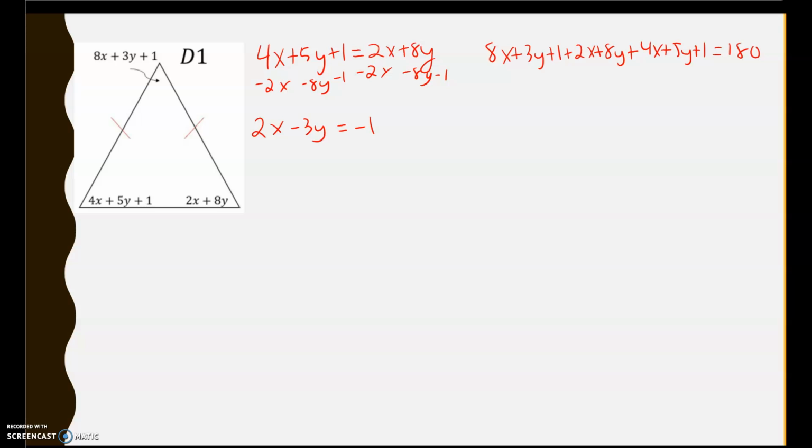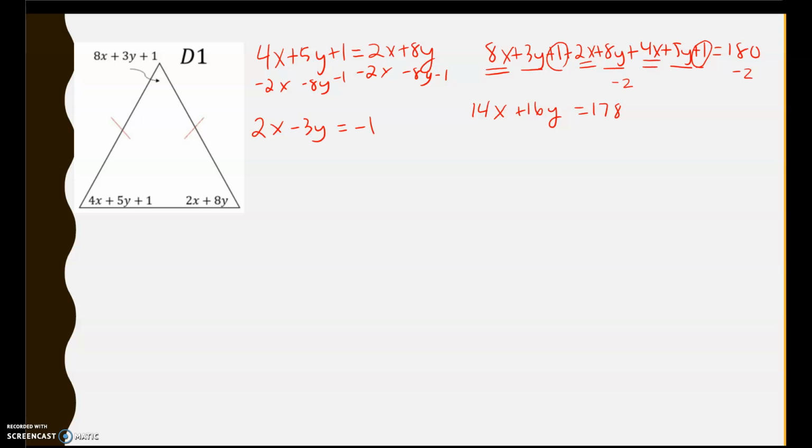And then on the right side, I'm going to combine my 8x, 2x, and 4x. Altogether, that's going to give me 14x. I'm going to combine my 3y, 8y, and 5y. That's going to give me 16y. And I have a positive 1 and a positive 1, which is positive 2. So I'm going to subtract 2 here and subtract 2 here. So I'm going to get 14x plus 16y is equal to 178.